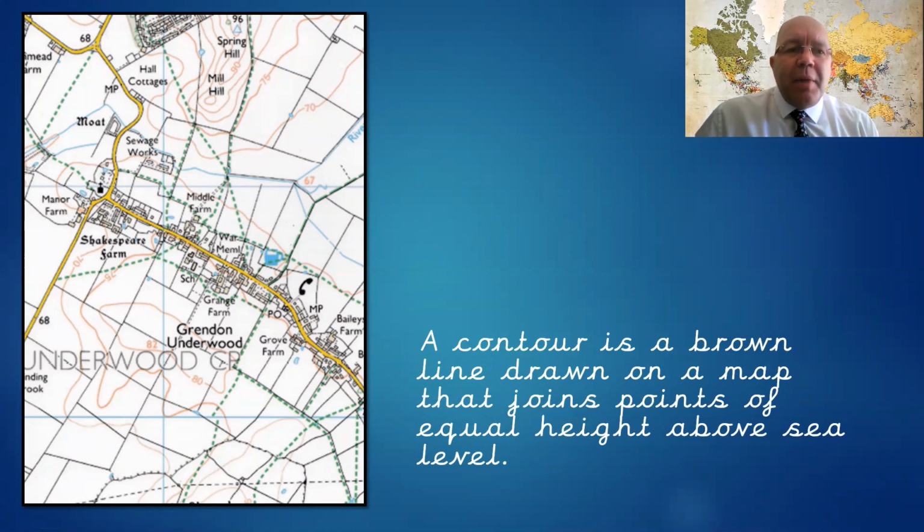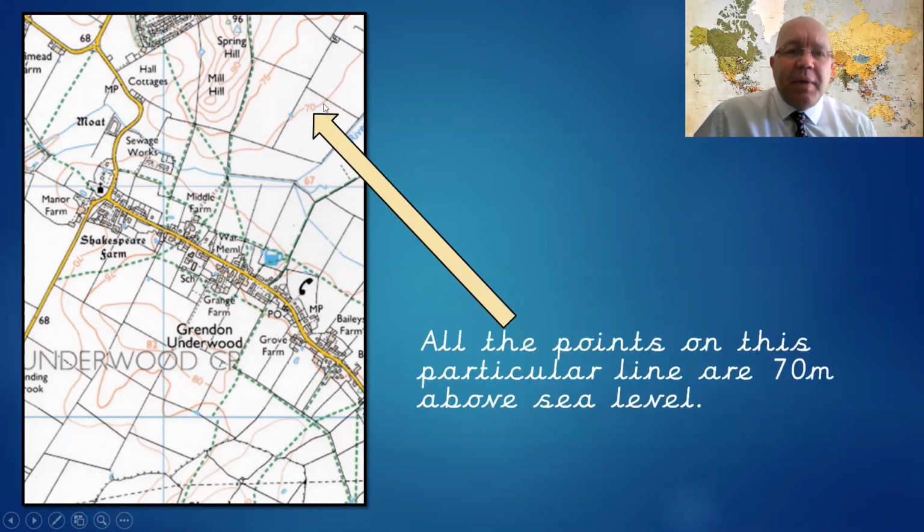Okay, so we take a measurement, with the level of the sea as 0, and then we measure how high the land is above that 0 point. We're measuring in meters. So if we look at these brown lines here, you can see that every now and again there is a number. That number tells me that everywhere on this particular line is 70 meters above sea level. That line snakes its way across the land, but all the land at those points is 70 meters above sea level.